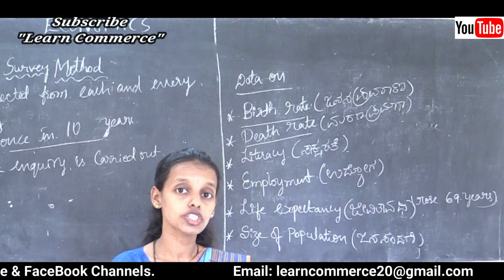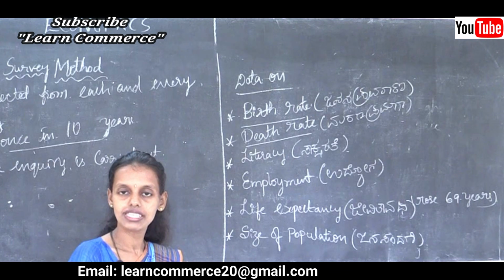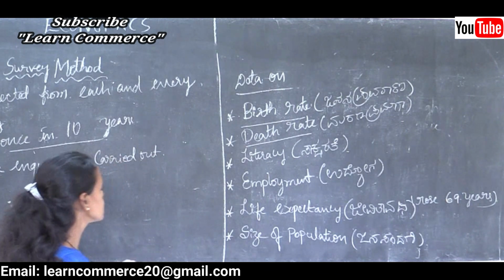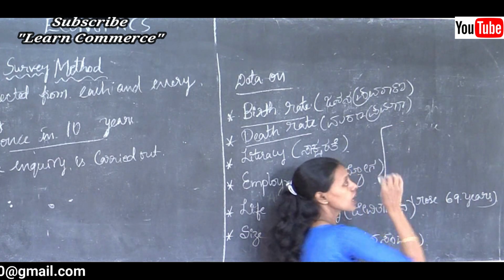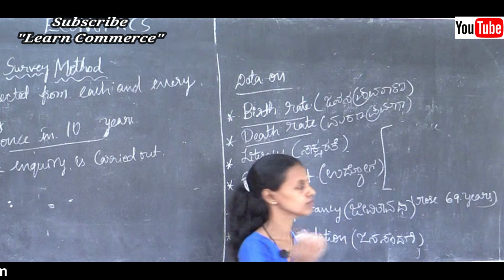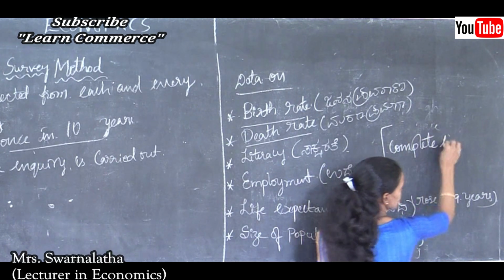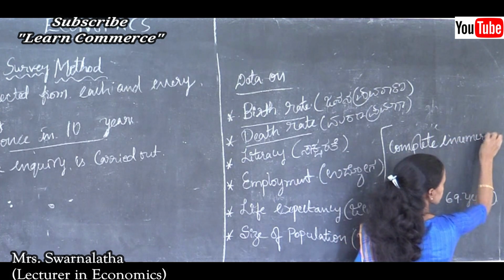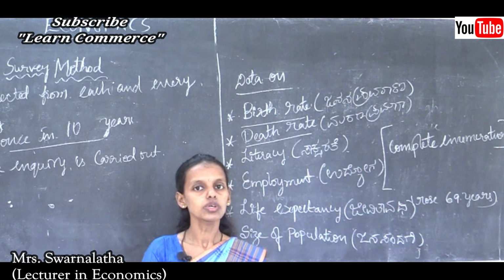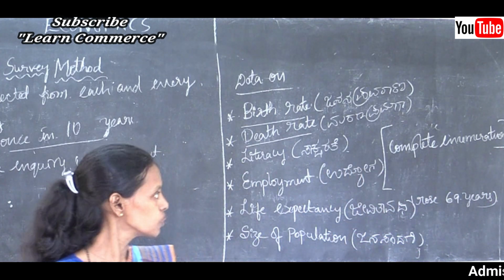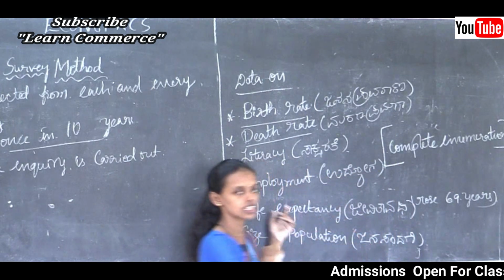So it is said to be the method of complete enumeration. Census survey method is also known as method of complete enumeration. Why it is said to be the method of complete enumeration? Means complete information you can get from the census method. Thus it is said to be the method of complete enumeration. ಎಲ್ಲ ಮಾಹಿತಿಗಳನ್ನು ನಾವು ಒಂದು ಕಡೆ ಕಲೆ ಹಾಕಿ ಅದನ್ನ ಏನು ಮಾಡ್ತೇವೆ? ಒಟ್ಟಿಗೆ ಅಧ್ಯಯನ ಮಾಡಿ ರಿಸಲ್ಟನ್ನು ಅನಾಲಿಸಿಸ್ ಮಾಡ್ತೇವೆ, ಇಂಟರ್ಪ್ರಿಟೇಷನ್ ಮಾಡ್ತೇವೆ.